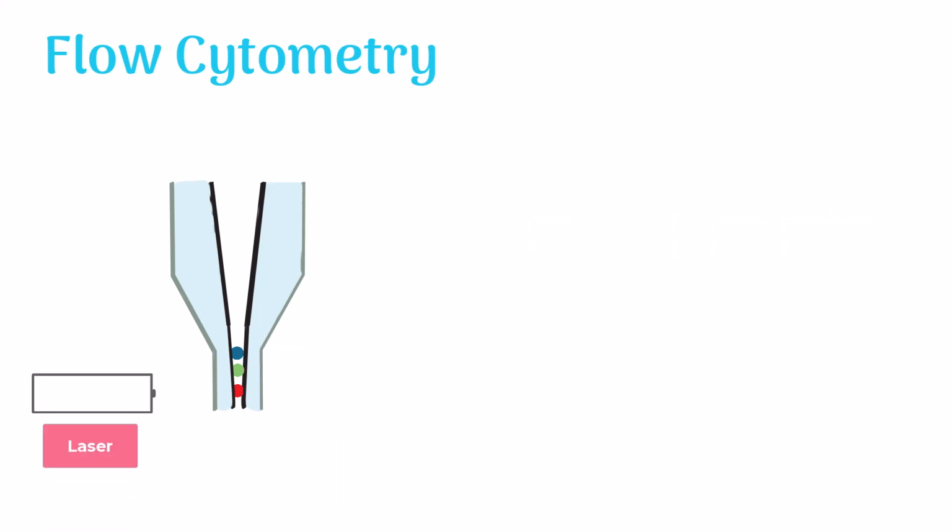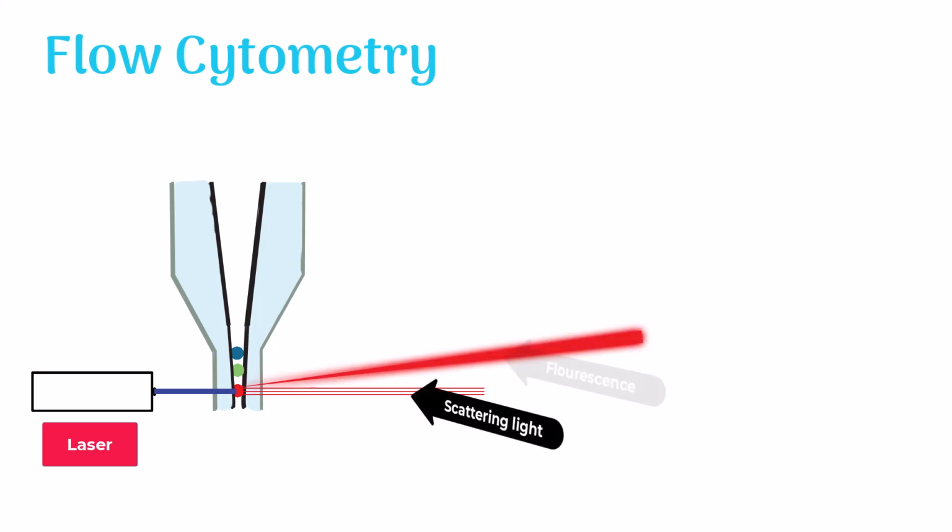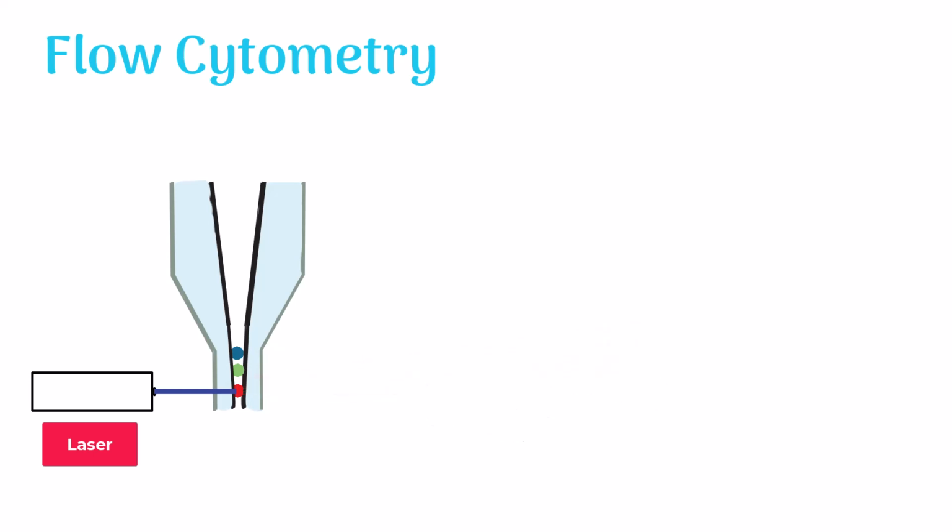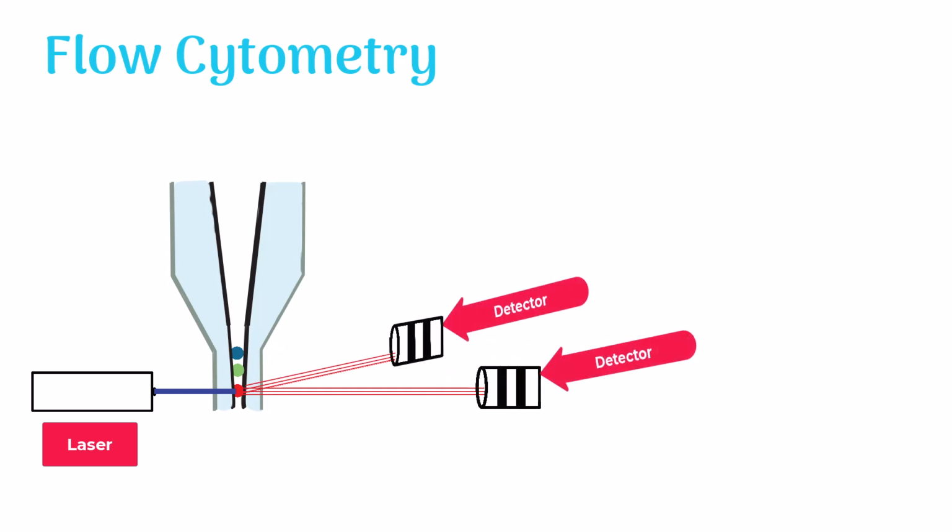Now a laser light is thrown on the moving cells. When the light strikes the cell, two events occur. Light scatters and fluorescence occurs. The light scattering occurs in two directions. Therefore, two distinct detectors are used to detect these signals: the forward scatter detector and the side scatter detector.